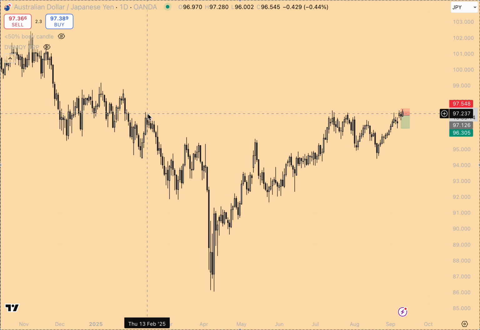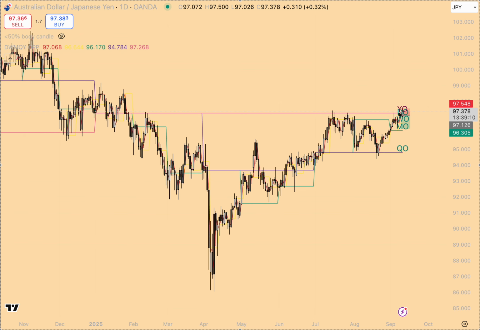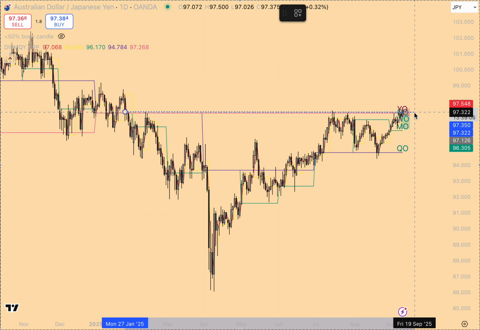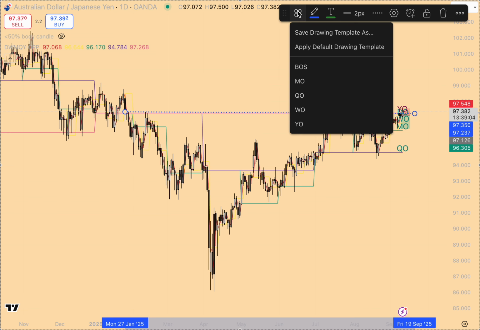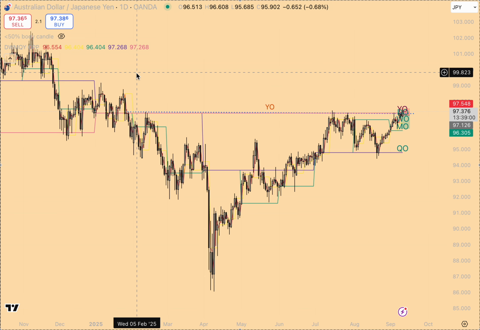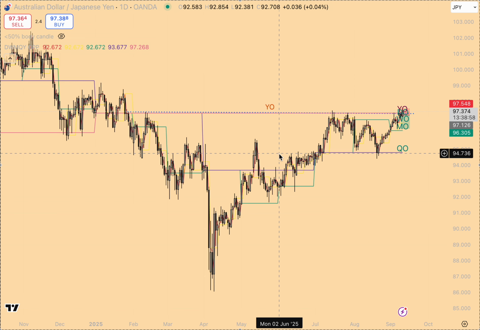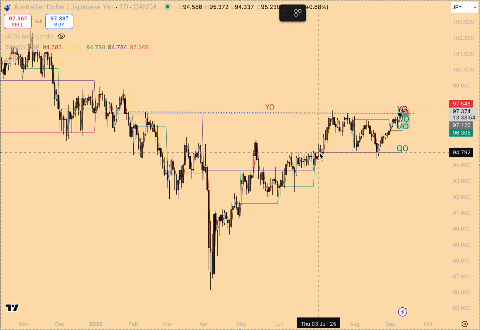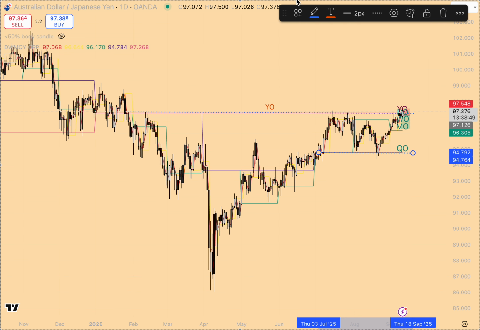And because the JPY is also at a strong position, and we also have this yearly open acting as resistance, right, guys? You can see this. We have this yearly open acting as resistance, and it's also acting as support on the yen basket. So that was part of my confluences for this trade.